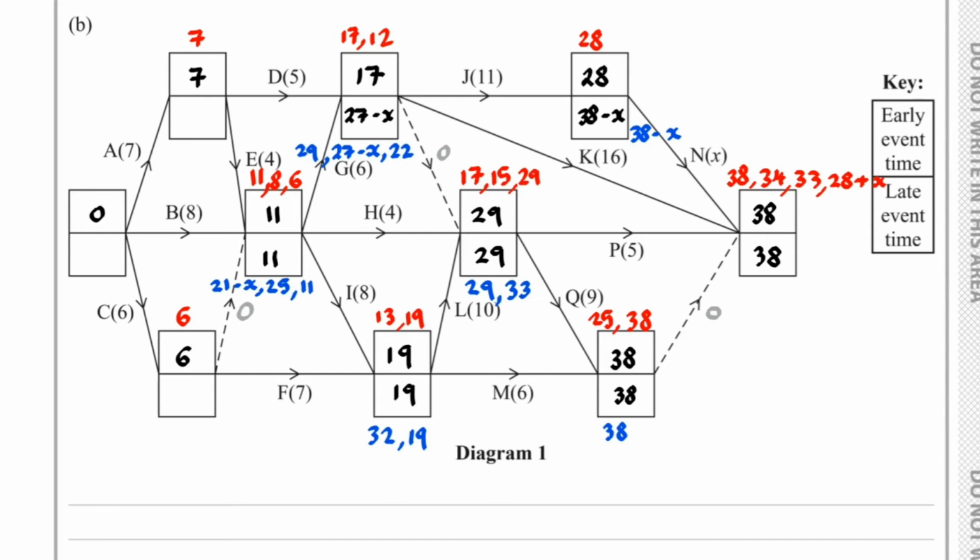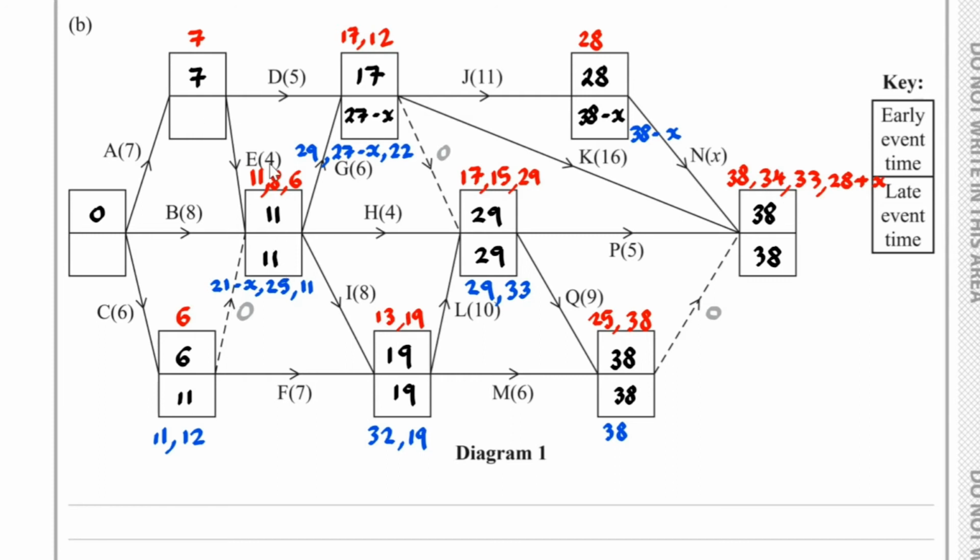Now, working backwards even further, 11 take away 0 is 11. 19 take away 7, that's 12. The smaller one here is 11, so 11 goes here.